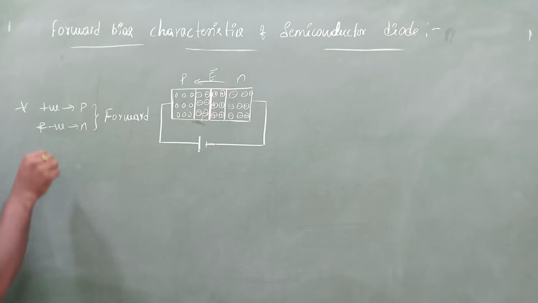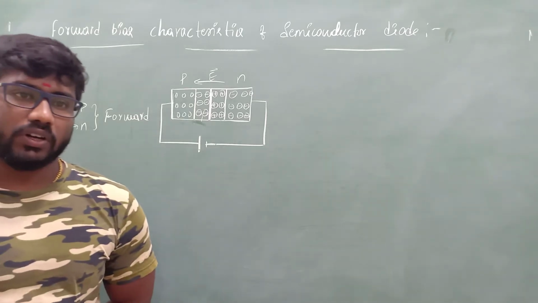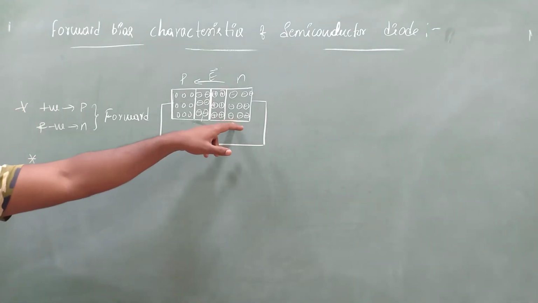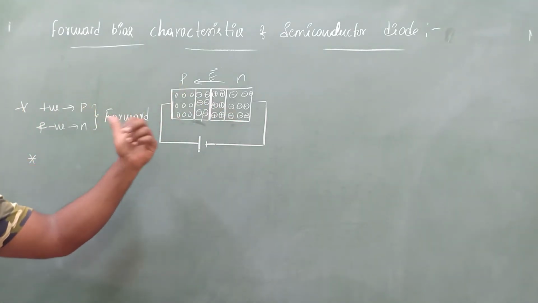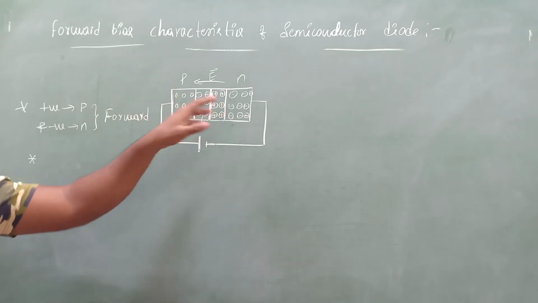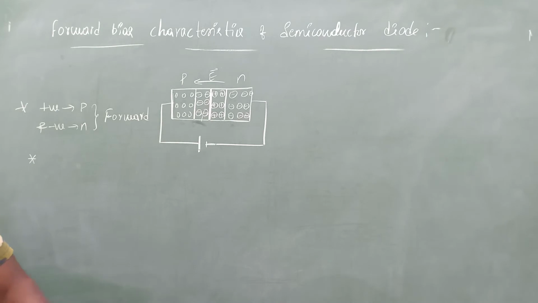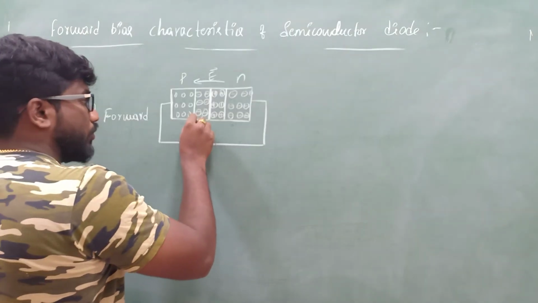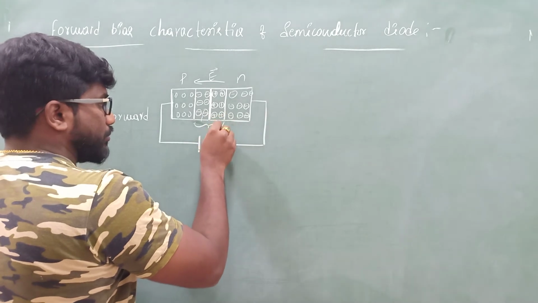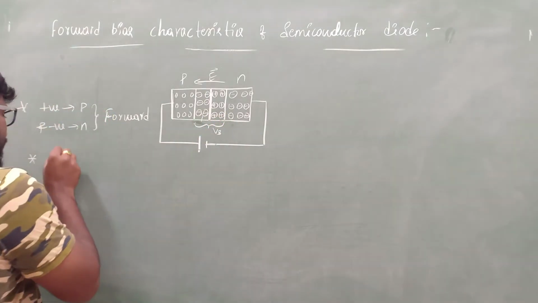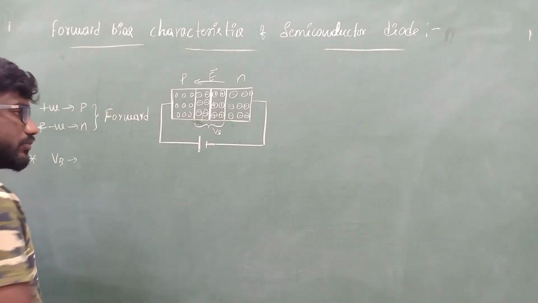So how exactly does it work? See, we know that if you don't connect any external source of battery, what happens? The electrons which are present on the N side will diffuse to the P side. Meanwhile, the holes which are present on the P side will diffuse to the N side. Okay, now what happens if I increase the potential? For this, it already has some barrier potential VB. VB is the barrier potential it has.